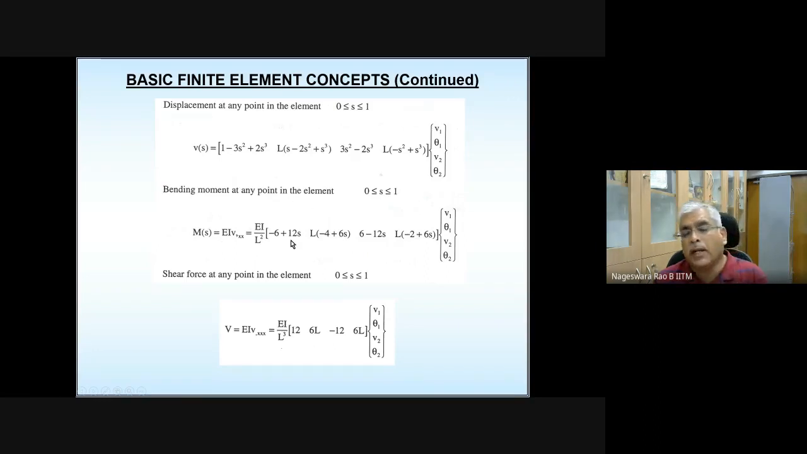Sorry, I think I made a mistake earlier. I mentioned bending moment, moment curvature. Just now I made a mistake. Bending moment, I told EI times square of the second derivative of V with respect to X. It's not square. It's EI times the second derivative of V with respect to X. Anyway, earlier it was by mistake.